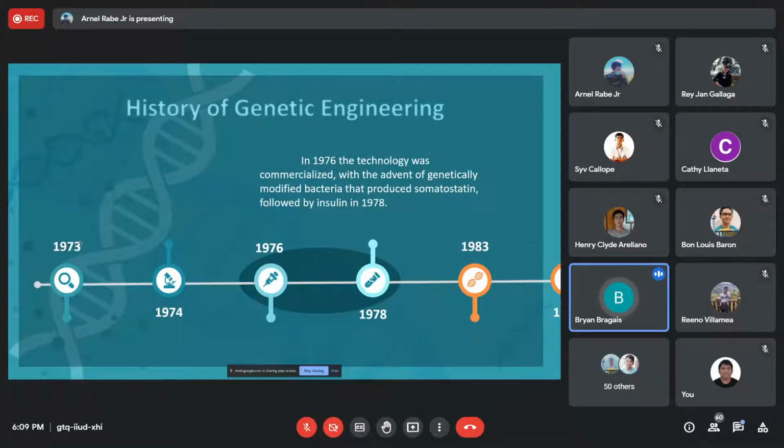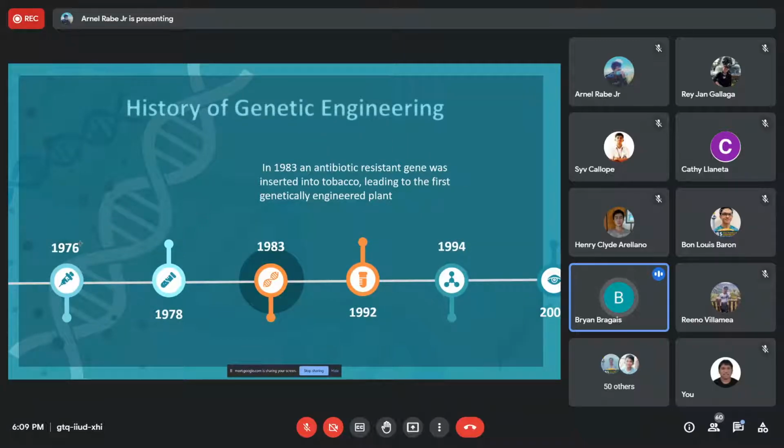In 1976, the technology was commercialized with the advent of genetically modified bacteria that produced somatostatin, followed by insulin in 1978.